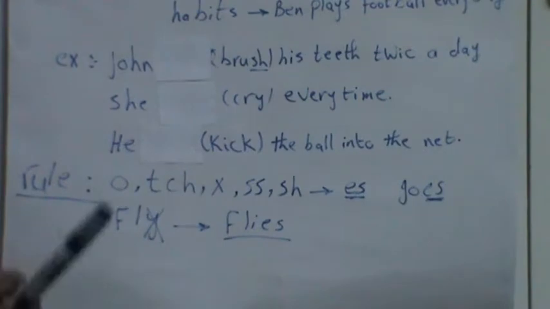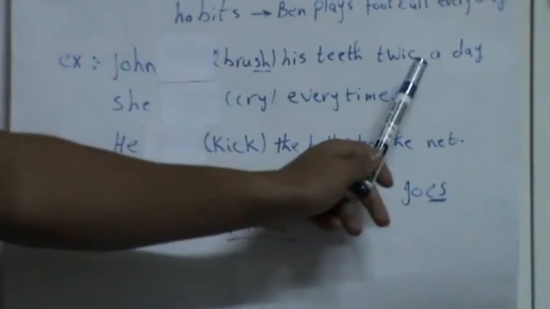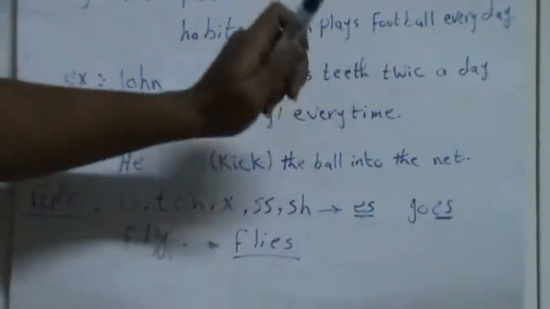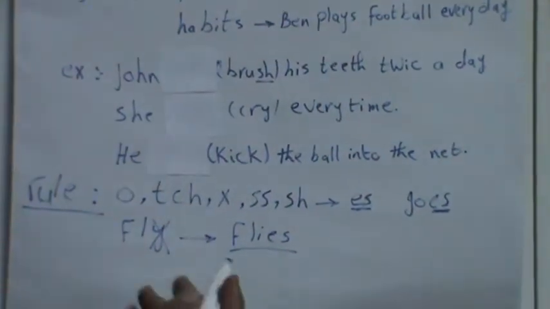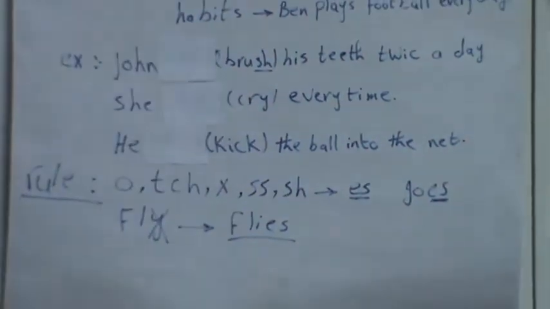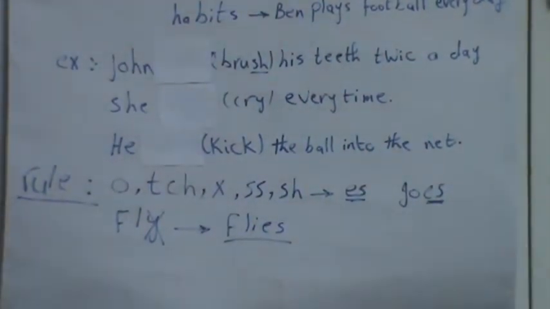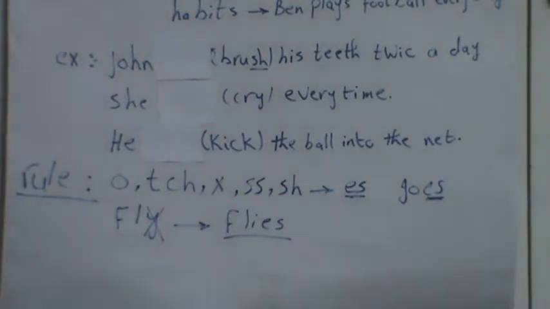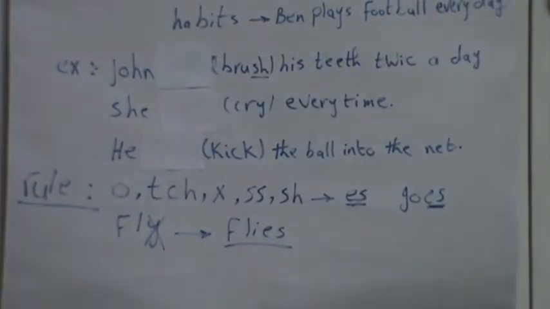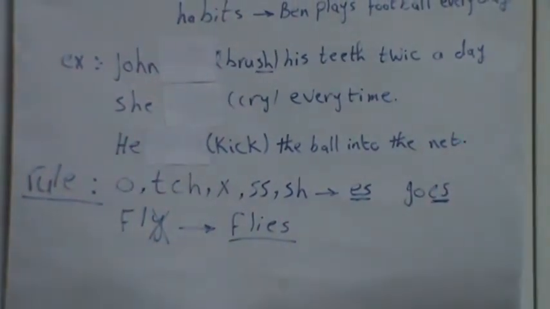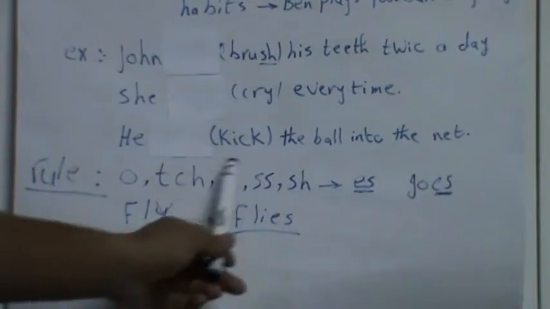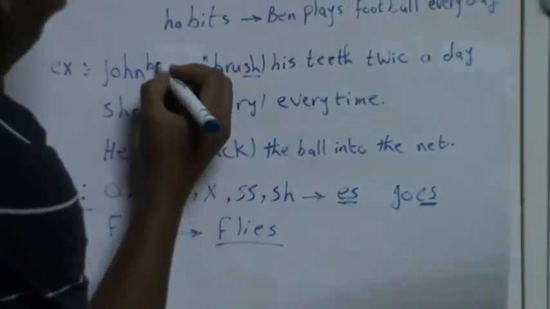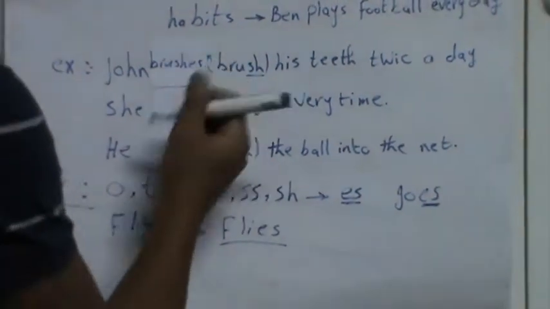For our first example here: John brushes his teeth twice a day. So John does a habit, which is brushing his teeth twice a day. So how will we use brush in the present simple? Yes, we will put s. Okay, so for our second rule, the verbs to which we put es or ies after the verb, when we see this ending for the verb. So here we have brush. So brush will be brushes like this.